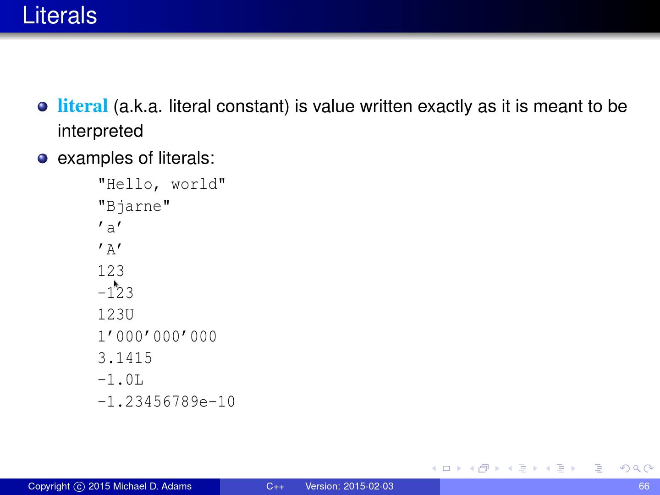So for example, 123 is an example of an integer literal, and it has the value 123, because it couldn't be anything other than 123, because it literally is the value 123. And we have a few other literals here. This is an example of a string literal and an example of a double literal, 3.1415, for example. These are all examples of literals.